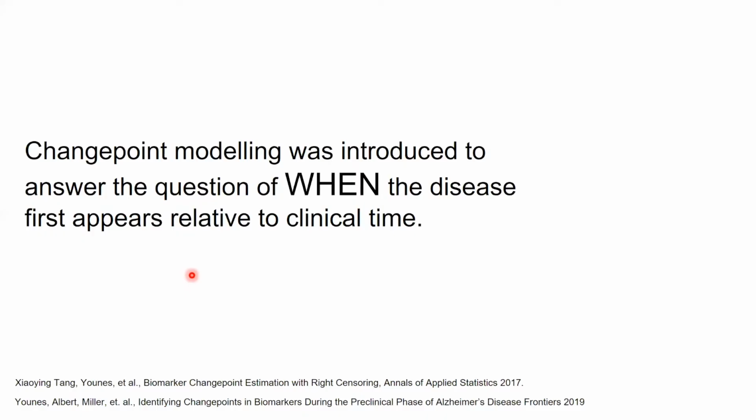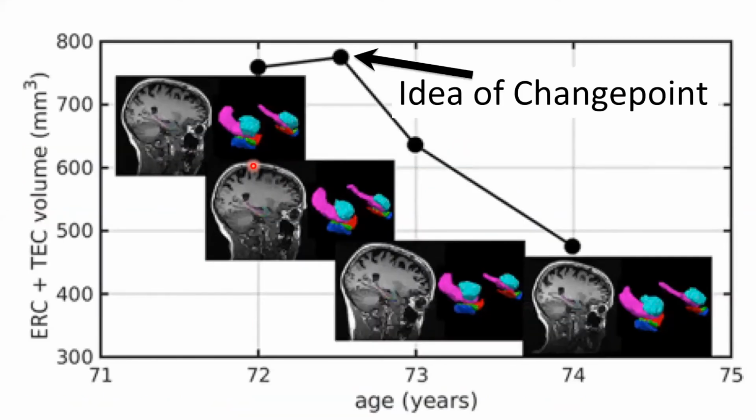Now, what we wanted to do was to understand when these changes were happening. So we introduced change point modeling to answer the question of when the disease first appeared relative to clinical time. And so the basic idea of change point is depicted here. I took an example that was extreme, so it would be easy to explain change point. So we calculated the volume of the entorhinal cortex, that's what's shown on the left, for an individual. And what we see here is a large change as a function of years. Again, this is selected because it's such a clear picture.